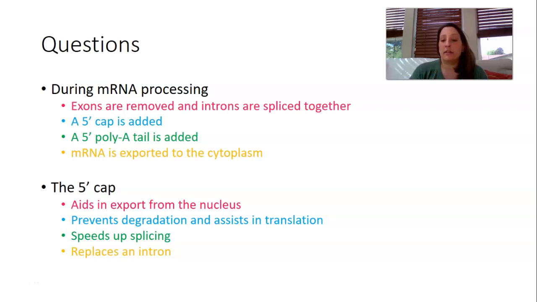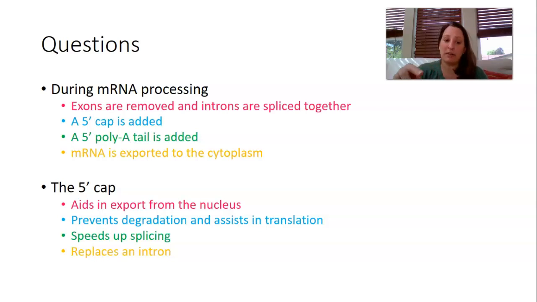Green, there is a poly A tail added, but it's to the 3' end. Okay, the opposite side of the mRNA transcript. And yellow, mRNA is not exported until after RNA processing occurs. Okay, so blue, that 5' 7-methylguanosine cap is added to that 5' end.